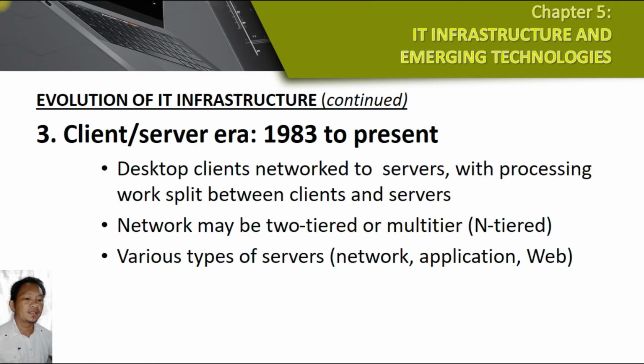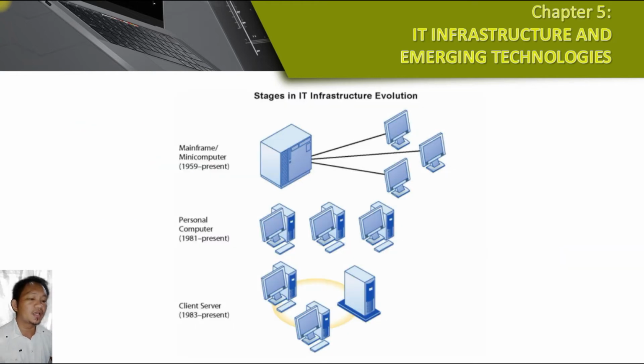3. Client server era from 1983 to present. Desktop clients networked to servers with processing work split between clients and servers. Network may be tiered, two-tiered or multi-tiered or n-tiered. And various types of servers, network application, and web. This image shows the stages in IT infrastructure evolution. You have from the 1959, 1981, and the 1983 to present.